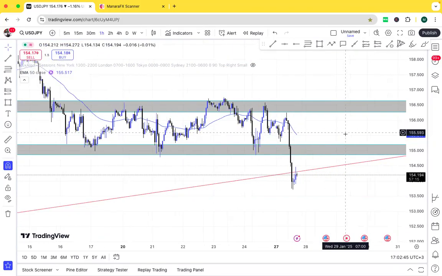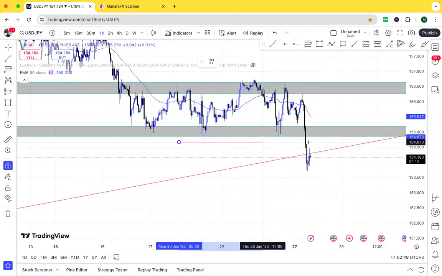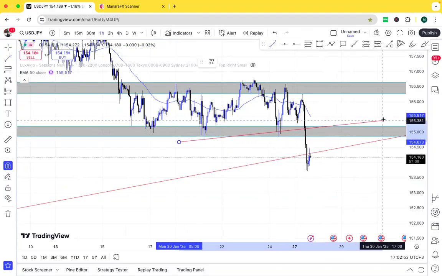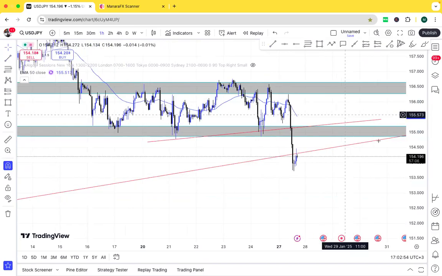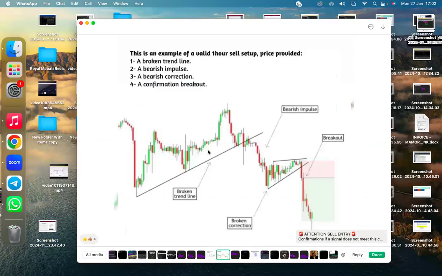But for me, I'll still remain and stick to my plan. I want to see first a broken trend line, which is this one. After a broken trend line, I want to see, I will always follow this image every single day.